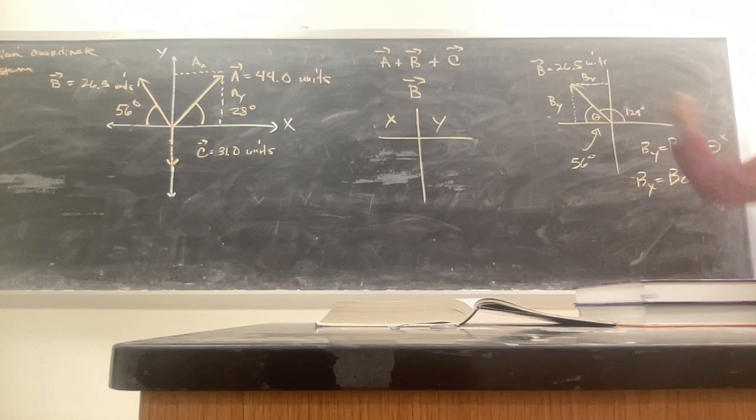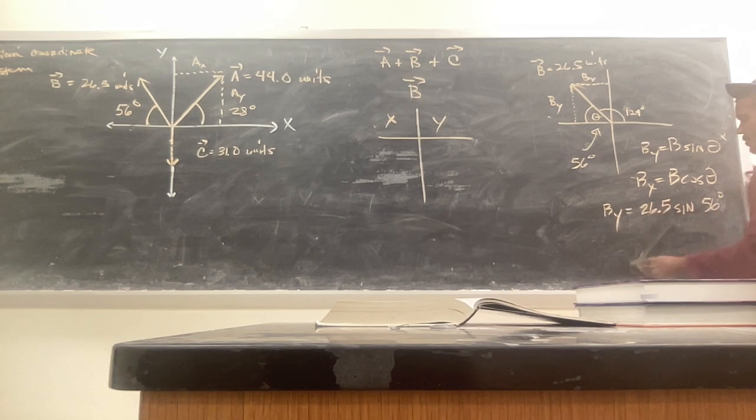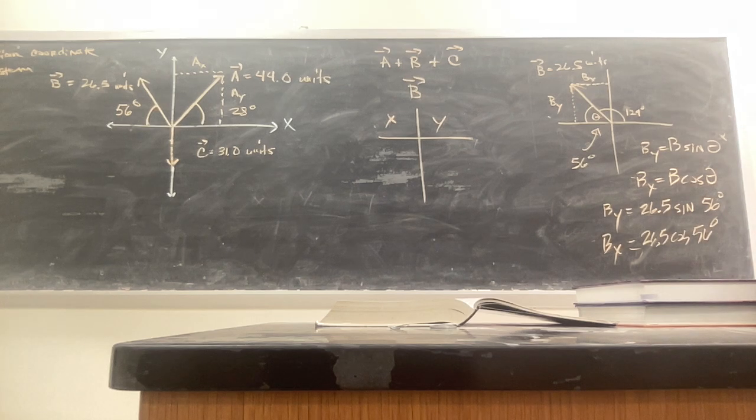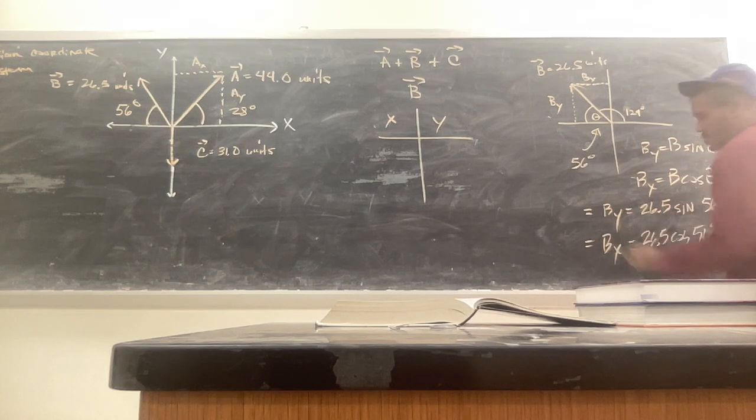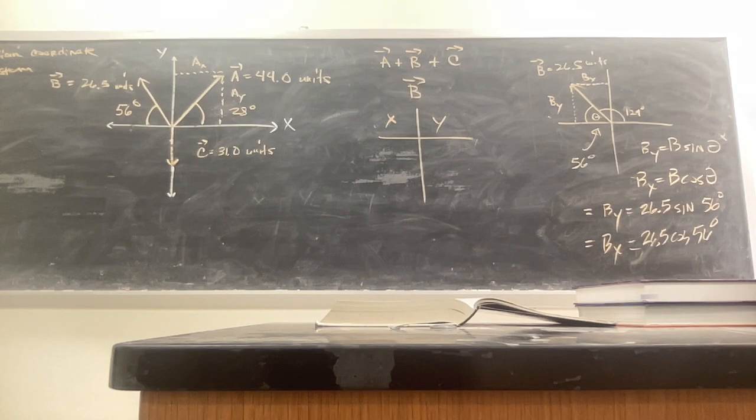B_y equals B, which is 26.5, sine of 56 degrees. That's B_y. And B_x is going to give us 26.5 cosine 56 degrees. All right? What are the numbers? First one, I got 21.97. Which one? B_y. You got what?